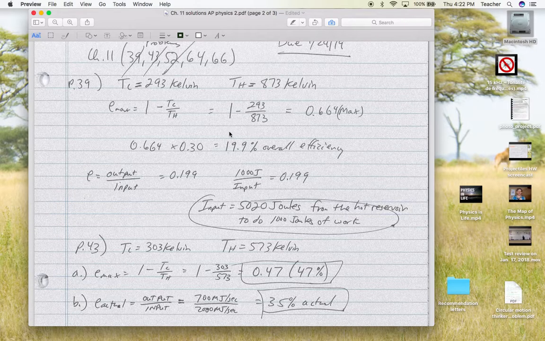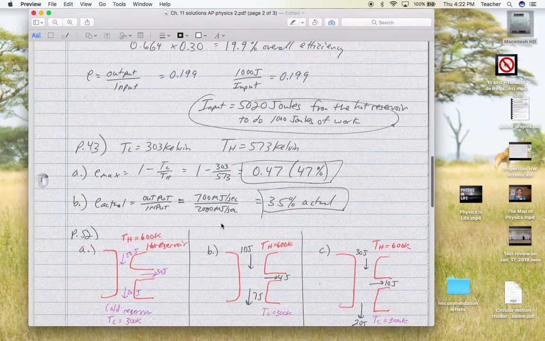But it also says that you only get 30% of the maximum efficiency out. So I multiplied that 0.664 times 0.3, and the overall efficiency, therefore, is going to be 19.9%. So if you have 1,000 joules of output, 19.9% efficiency, your input is a little over 5,000 joules. Again, you could round this to 5,000.